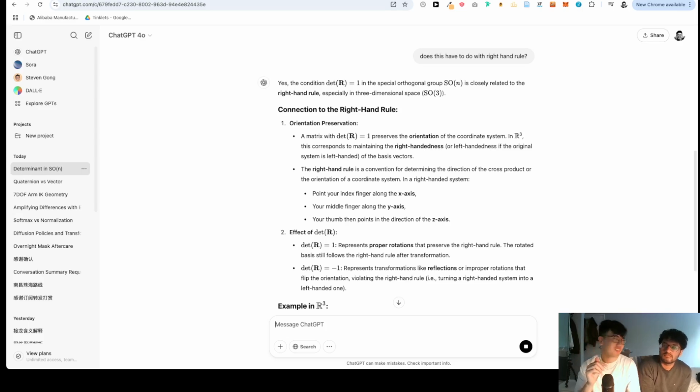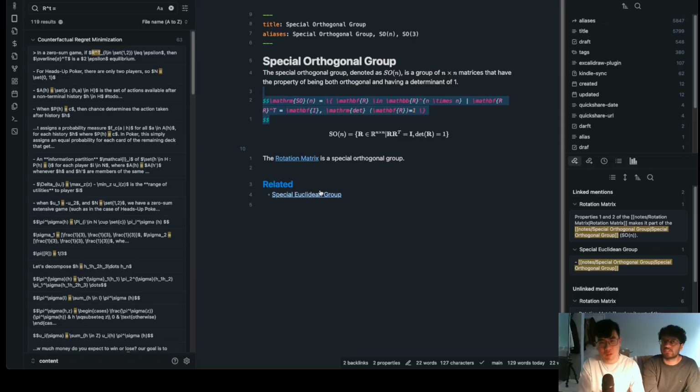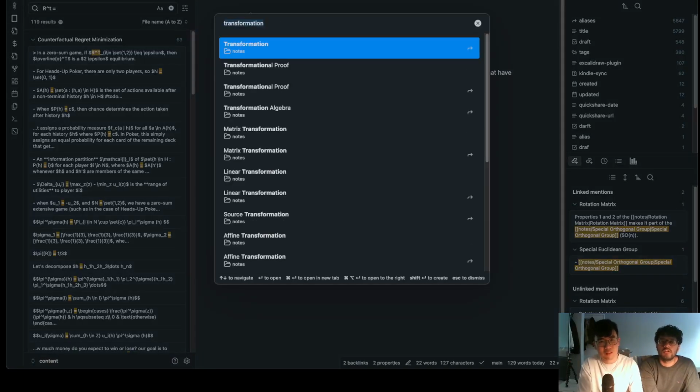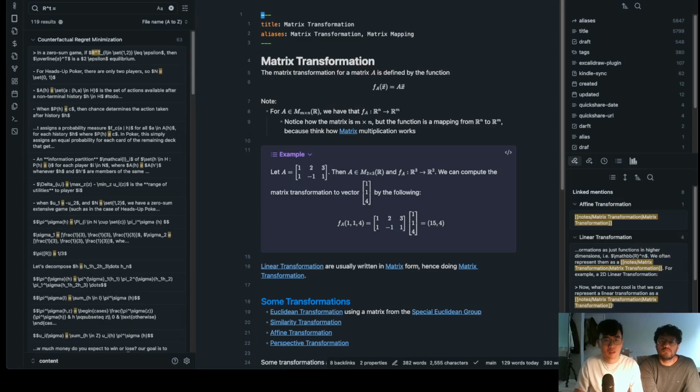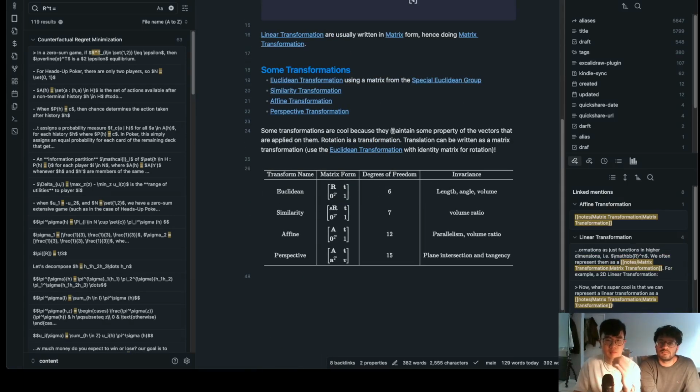I don't understand though. So, there are multiple types of transformations, right? Sure. Oh, yeah, exactly. That's the table. And so with this table, you basically want to preserve length, angle, and volume.